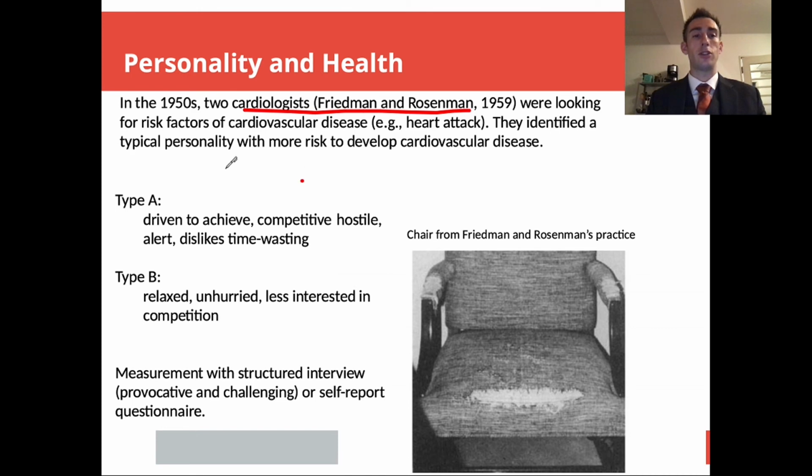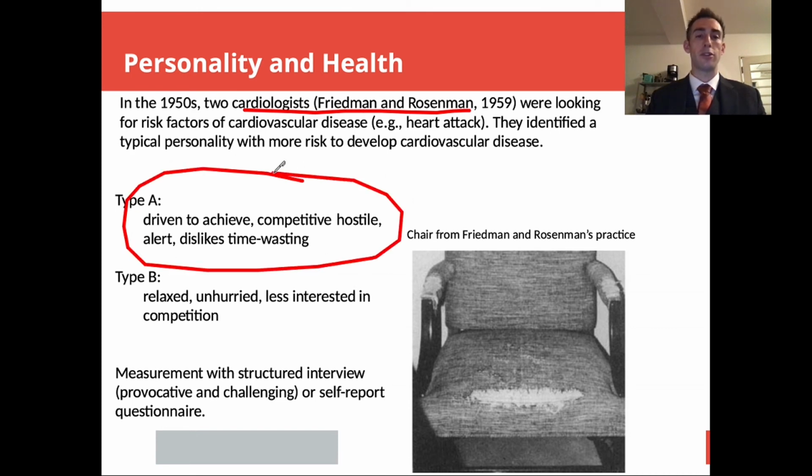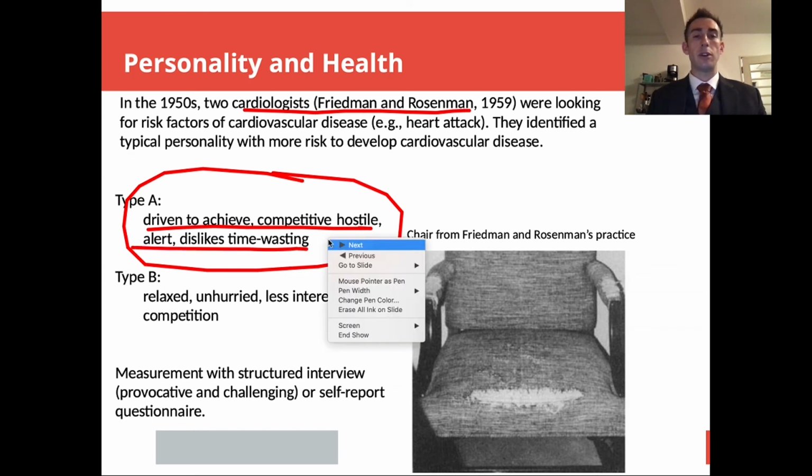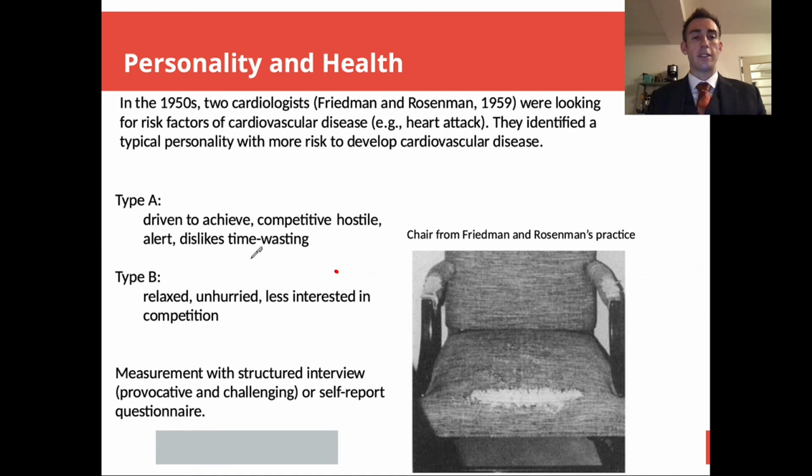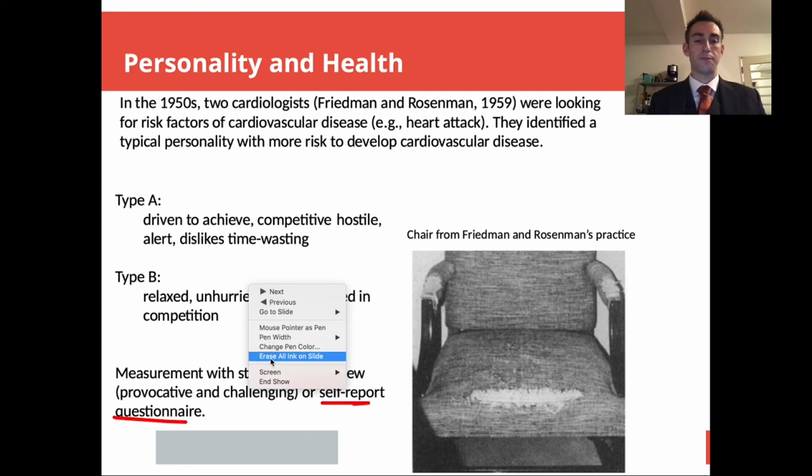They postulated 2 types of personality called the type A personality, which they defined as driven to achieve, competitive, hostile, alert, dislikes time wasting. And then there's the type B personality, which are the relaxed, unhurried, less interested in competition personality. And they categorized patients into these 2 personalities based on a structured interview or a self-report questionnaire.